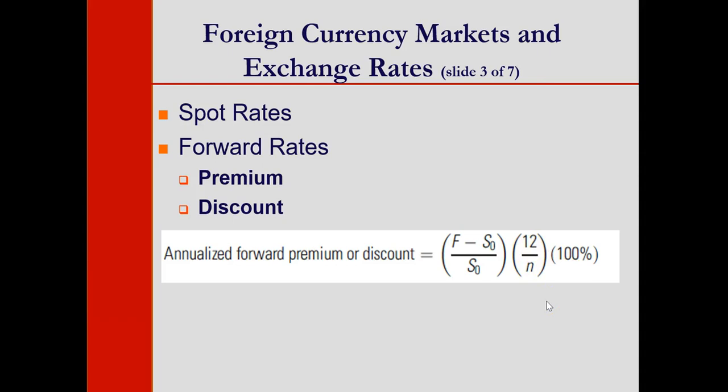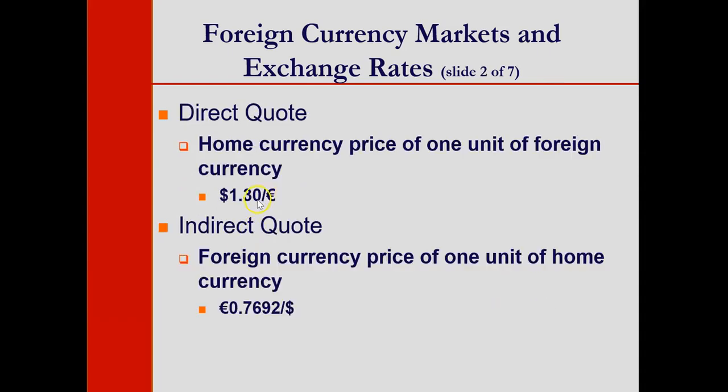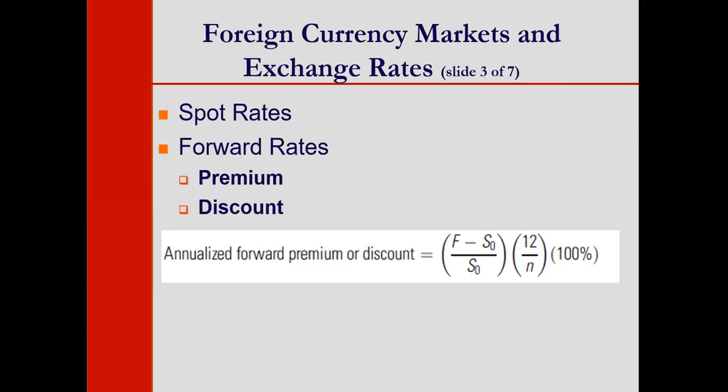If instead of 1.345 the forward rate 3 months from now is, let's say, 1.28, if that is the case, then the forward rate is less than the spot rate, so this would be considered as forward discount.